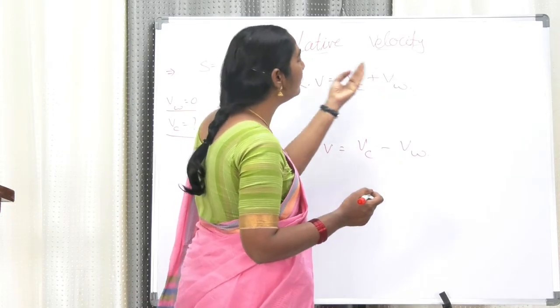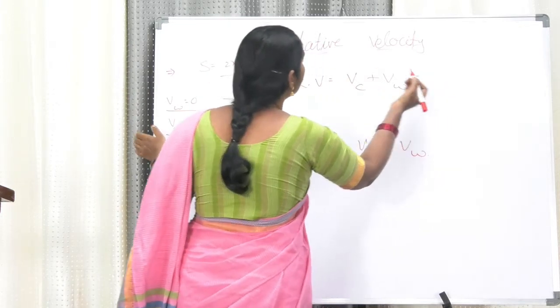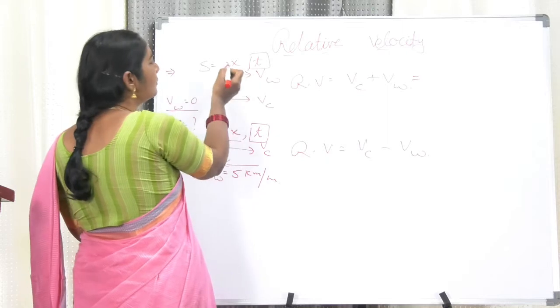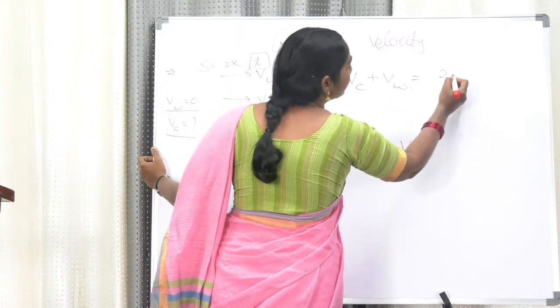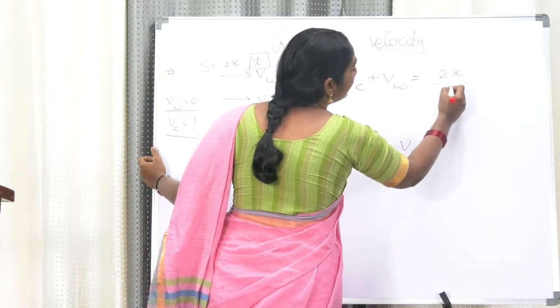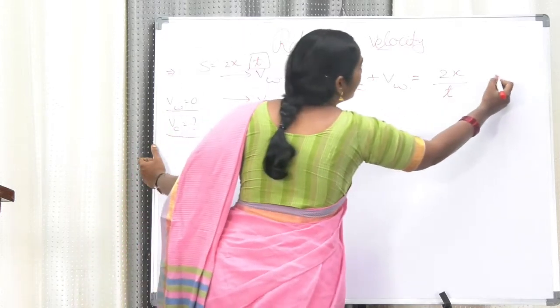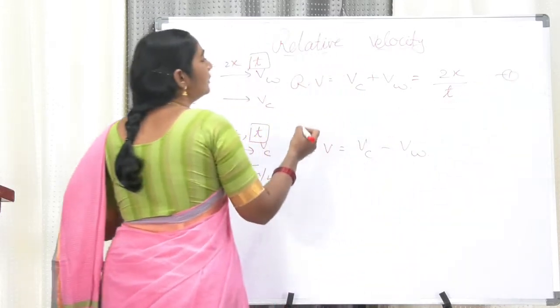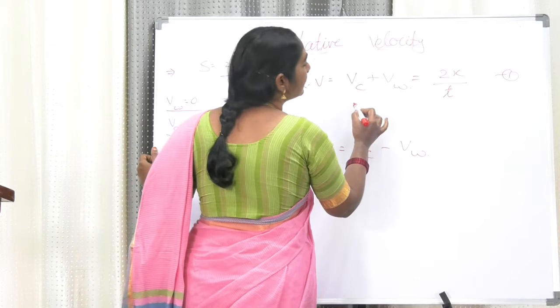The velocity of the wind and the velocity of the cyclist must be added together, which is equal to velocity, which is distance by time. So that is 2x by t, where t is the given time. This is equation number 1.